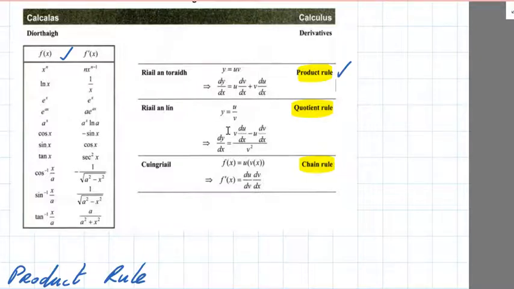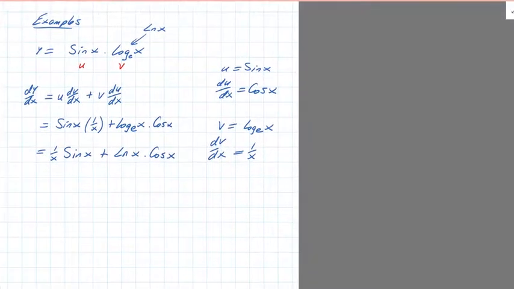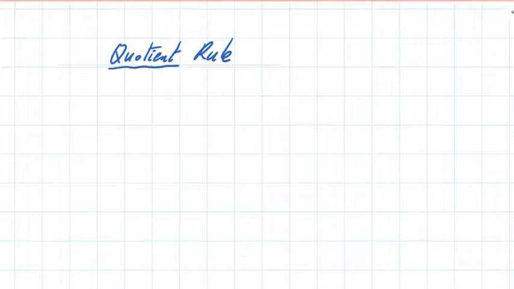Again, no need to prove this or anything, just know how to use it. And it's in the tables there for you. So it's the quotient rule. So let's do some examples on that. Okay, so always examples are the best to show what's happening.